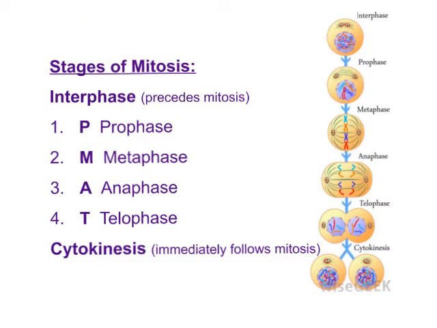So the stages of mitosis technically are prophase, metaphase, anaphase, and telophase, however you would like to say it. Interphase precedes mitosis. It's the phase after mitosis. Cytokinesis is the process immediately following mitosis. It is simply where the cell's cytoplasm splits. So you may see these all referred to as stages of mitosis. Technically, only these four are, and an easy mnemonic to remember them is P-M-A-T, PMAT. That will help you remember prophase, metaphase, anaphase, and telophase.